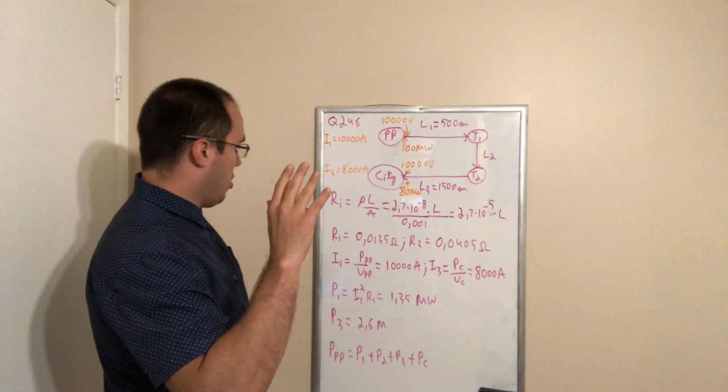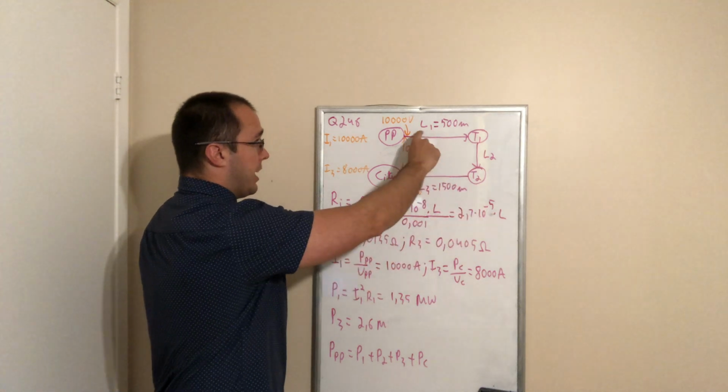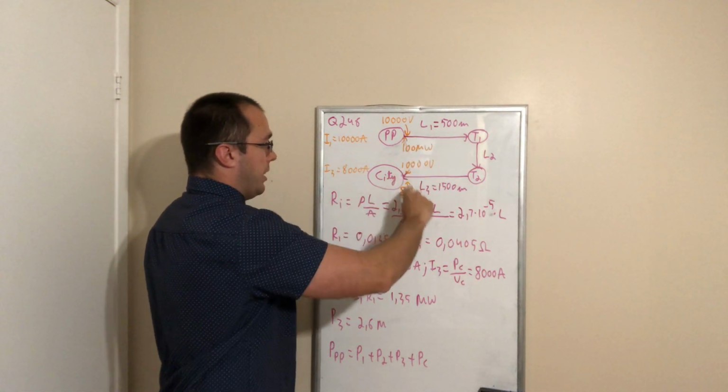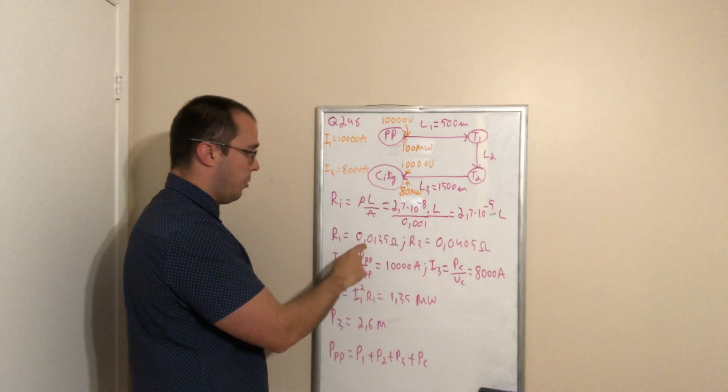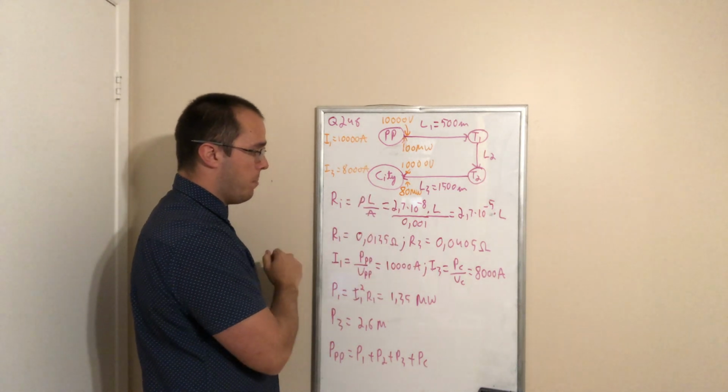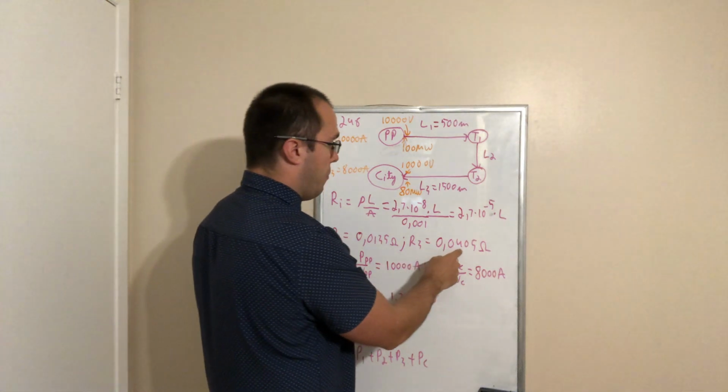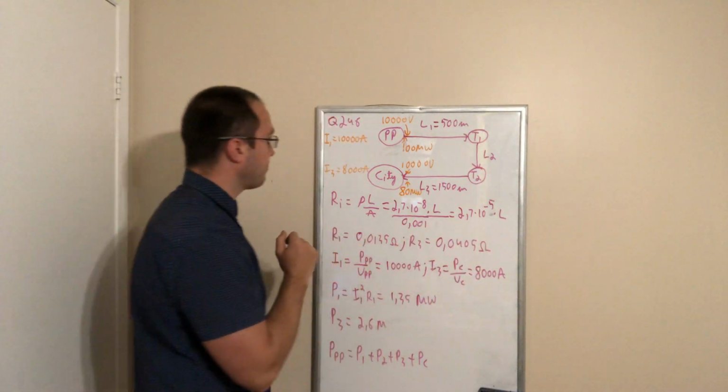All right, so using this formula, we already have the length of L1 and the length of L3. We can find R1 and R3. Simply, R1 is 0.0135 ohm. R3 is 0.0405 ohm.